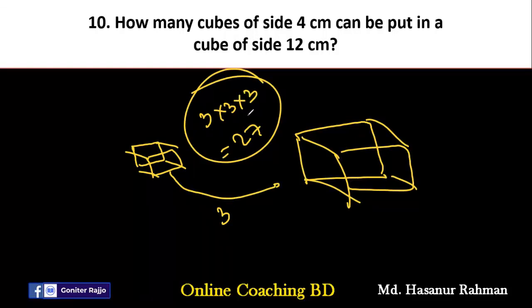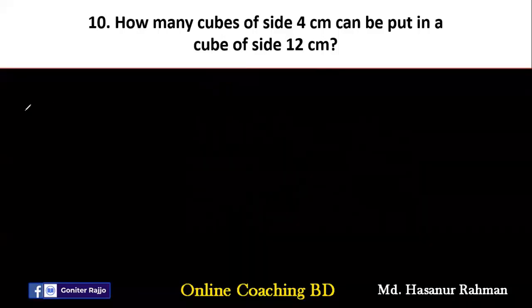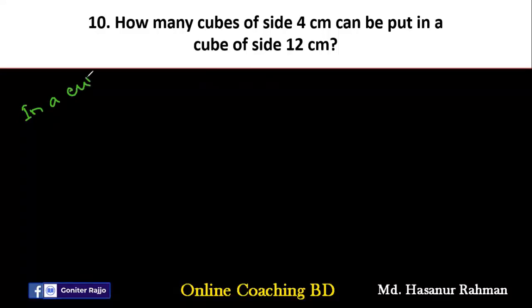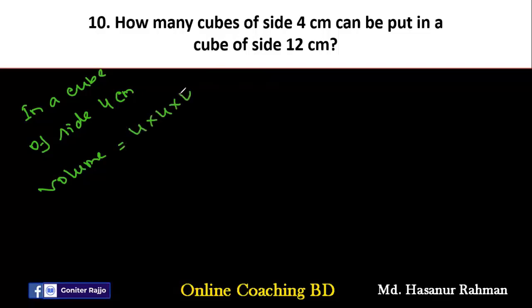So 3 will be multiplied 3 times. Length 3, breadth 3, height 3. 3 into 3 into 3, 27. Okay, in this way you can easily solve it. Now suppose in a cube of side 4 centimeter, volume is equal to 4 multiplied by 4 multiplied by 4 centimeter cube.